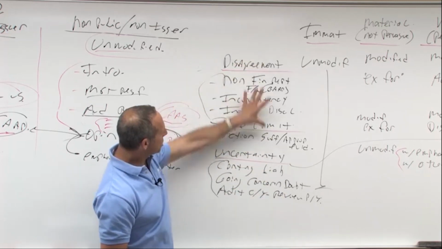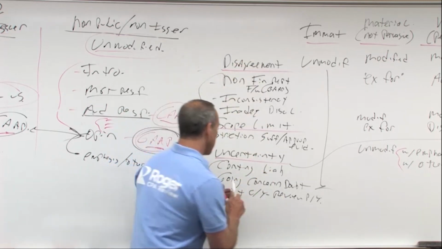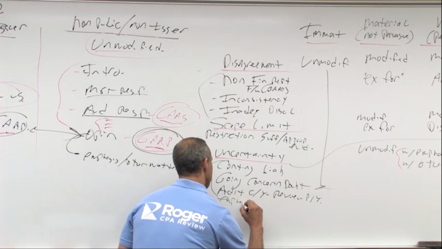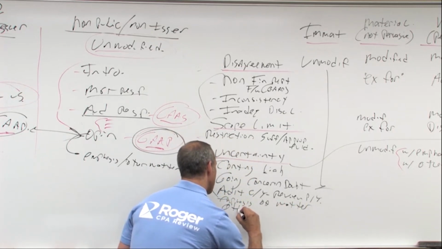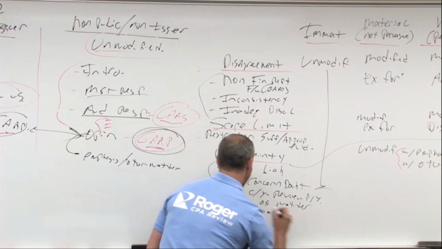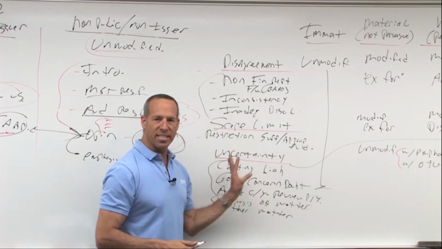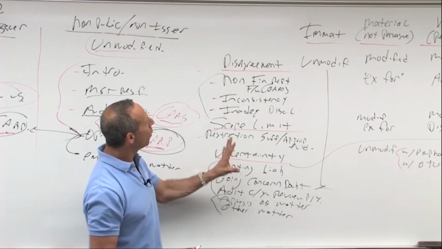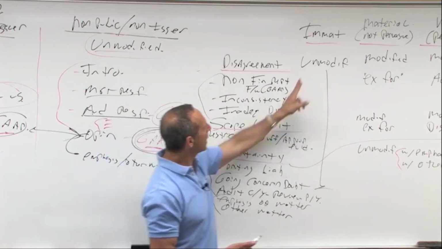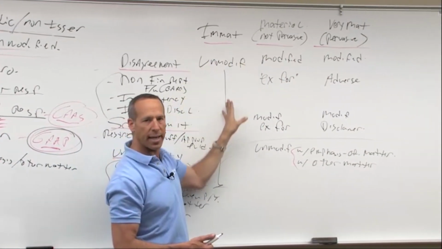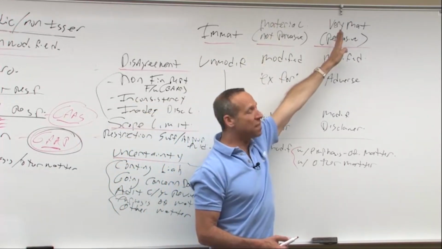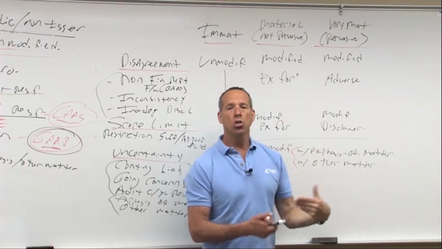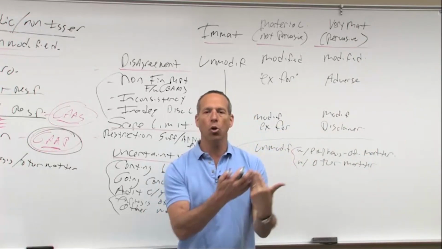So those are the situations, the conditions. I'm going to put here emphasis of matter or other matter, because those also fall into this category. Now each situation could either be immaterial to the statements taken as a whole, material to the statements taken as a whole, or very material to the statements taken as a whole. So we're going to use immaterial, material, or very material.